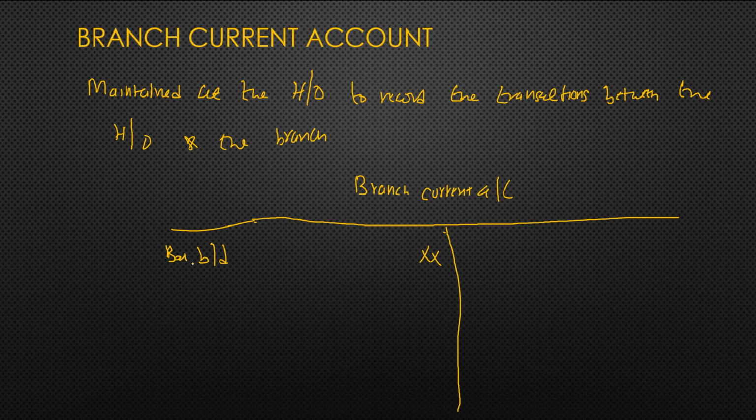Next, we have the branch profit. We include it here. And we have the branch loss. The branch can also make a loss. So if it's a loss, we go ahead and include it there.